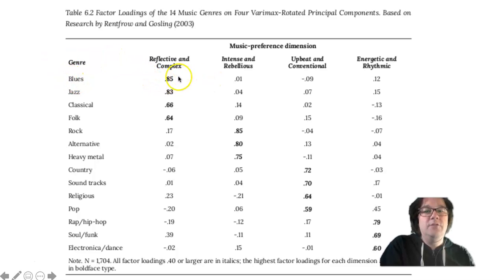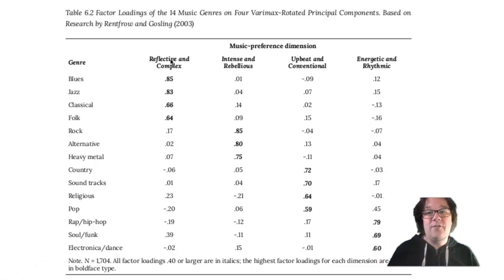So you'd say, wow, blues seems to be pretty correlated, so to speak, with factor 1, whatever that is, and doesn't seem to be correlated with any of these other factors. So I'm going to say blues kind of belongs to factor 1. Same with jazz, 0.83, and it doesn't seem to be correlated with any of the other factors. So it looks like blues, jazz, classical, and folk are all moderately to strongly correlated with factor 1, whatever that is. We don't have a name for it yet.